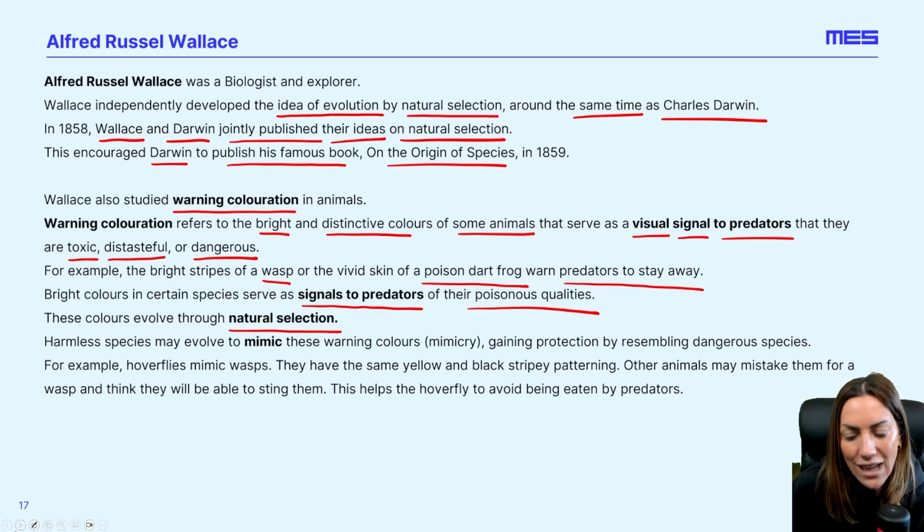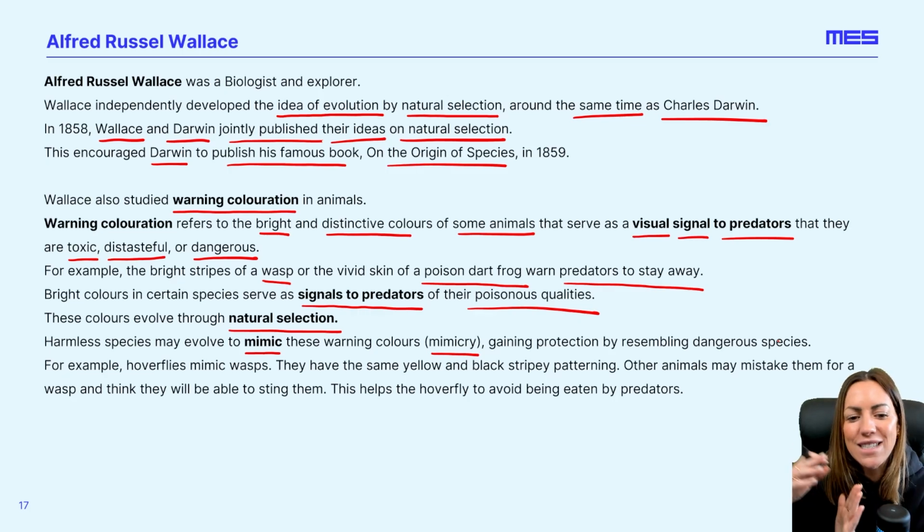Now, one other example to look at here, because they've used this on the exam before: harmless species, that aren't toxic, aren't poisonous, aren't dangerous in any way, shape or form, may evolve to mimic these warning colours. This is called mimicry. Because by doing that, they gain protection by resembling dangerous species. So they're not dangerous, they don't produce a toxin, they're not harmful. But if they mimic or look like a species that is, that will also prevent the predators from trying to eat them, kill them, etc.